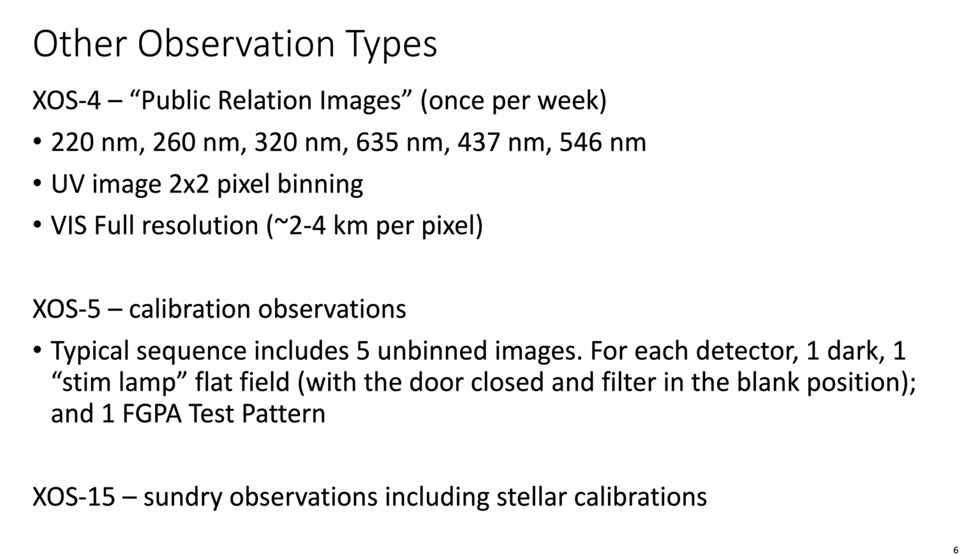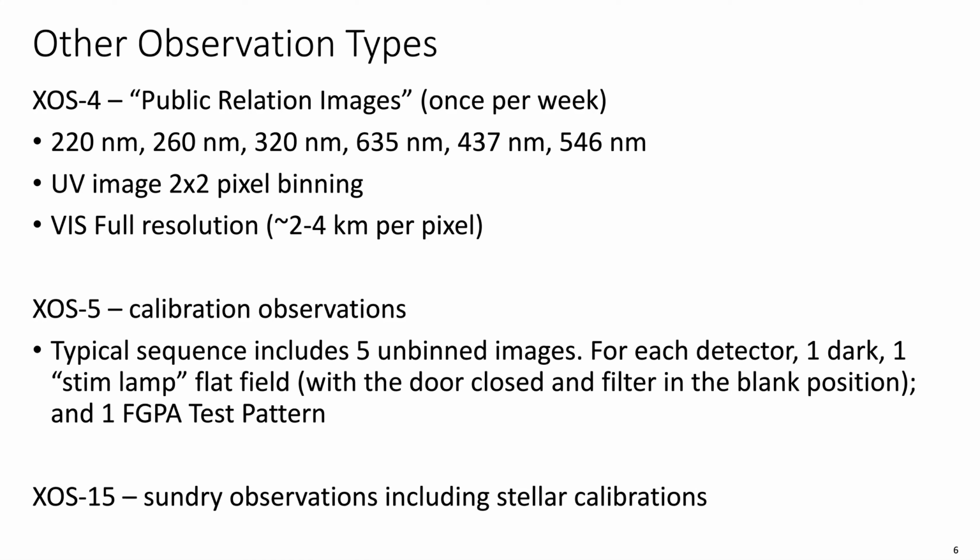There are special calibration sequences. A common one you'll see is an XOS5 that has to do with using an internal lamp to measure the sensitivity, which is what we call the STIM lamp flat field. There's also a fixed field gate test pattern that gives us some idea if there's some issue with the detector not related to the actual observing. Others are XOS15, which we use for stellar calibrations, which is how we are keeping our radiometry so tight.